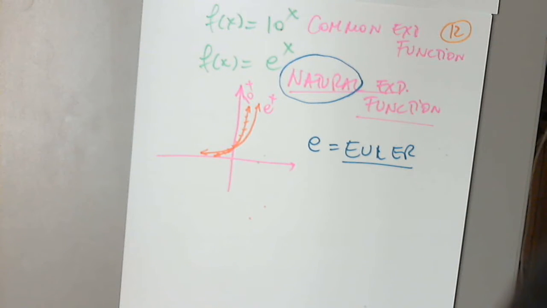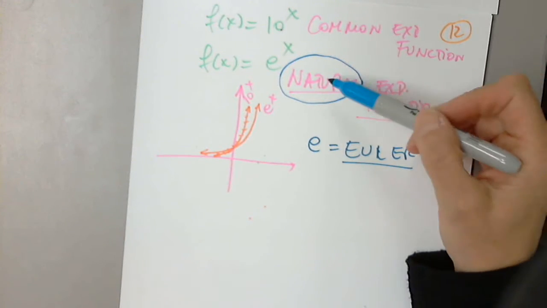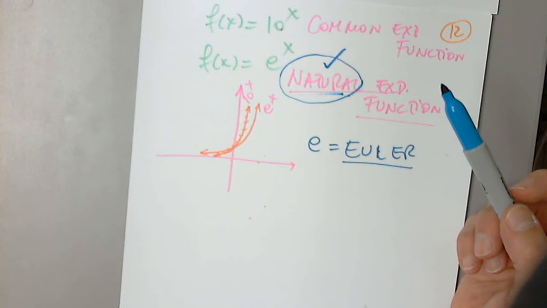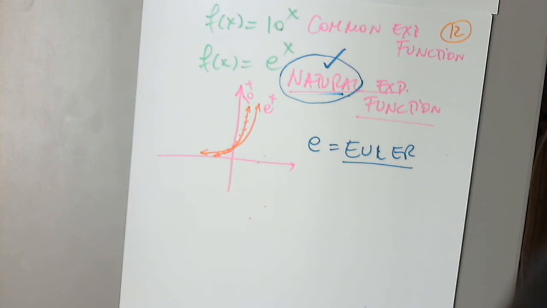Euler's number, e, which is 2.71, blah, blah, blah, comes up in nature all the time. That's why a lot of real-life applications use e. And all of a sudden they said, okay, let's call this one natural. It comes naturally all the time in nature and in all applications with real-life situations. So that's how they came up with the name natural.